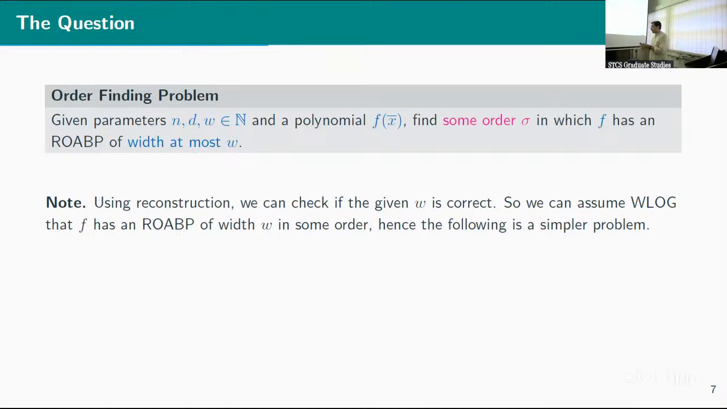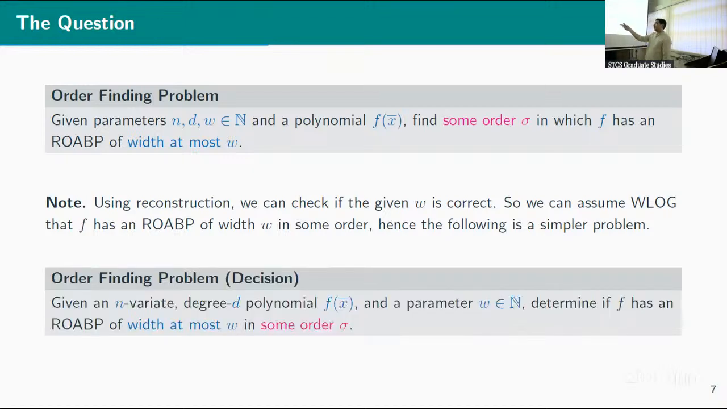So you can think of the following decision problem, which is only simpler. I give you n and t and a polynomial in n variables of degree t, and a parameter w, and I ask you if f has an ROABP of width w in some order. Just a yes/no question. This is the decision version of the order finding or the ROABP width problem in general.